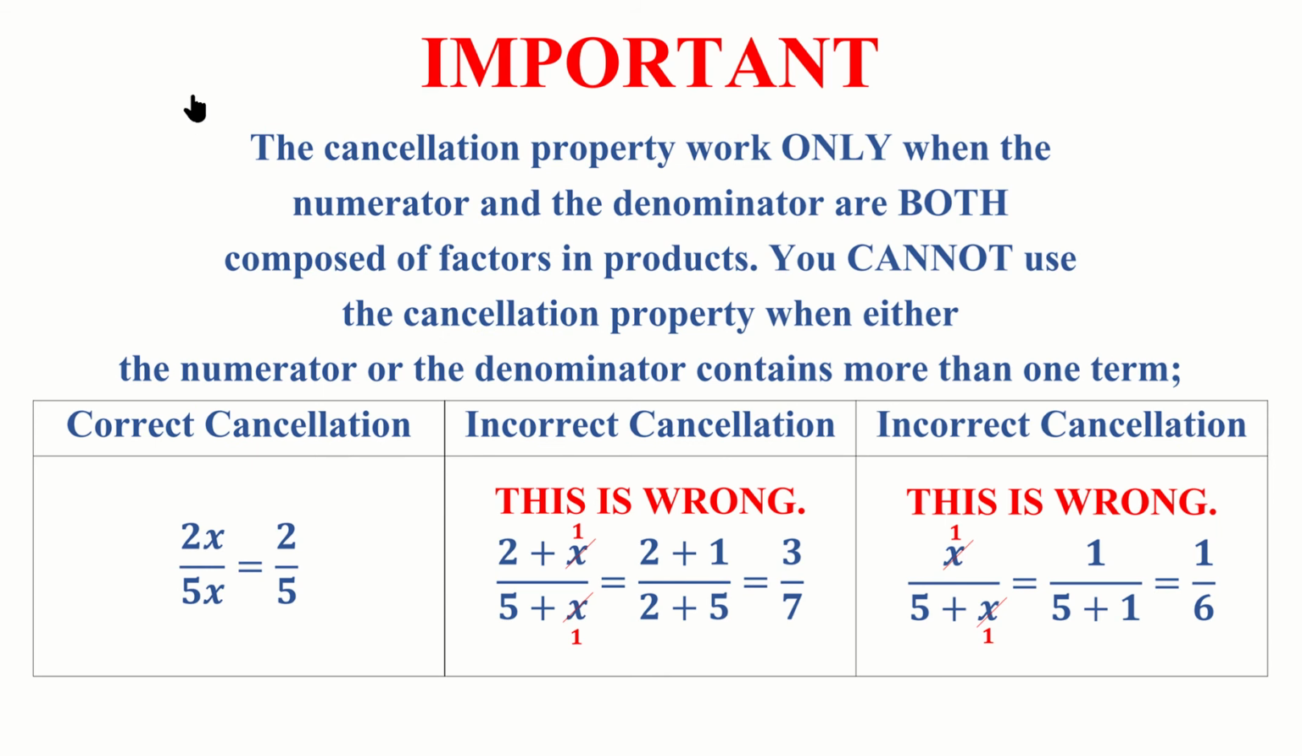Now, it is extremely important to understand that the cancellation property works only when the numerator and the denominator are both composed of factors in products, like this. That's a product, these are factors. Product, these are factors. You cannot use it when either the numerator or the denominator contains more than one term. Or both, of course. But even if one of them, like here, notice this is just one term, but this one has two terms, you cannot do this. And here, again, these are two terms, you cannot cross-cancel. You can only cross-cancel when the only operation in either the numerator or the denominator is multiplication. Be very careful not to do this, okay?